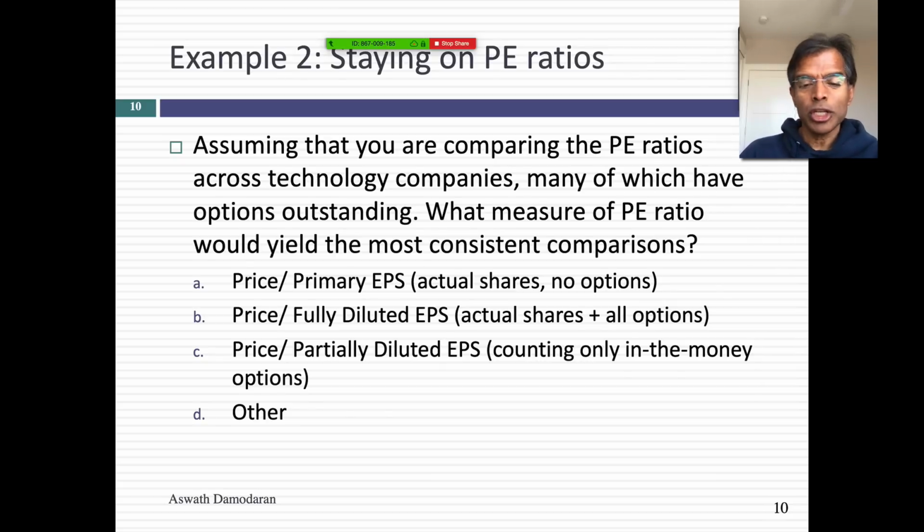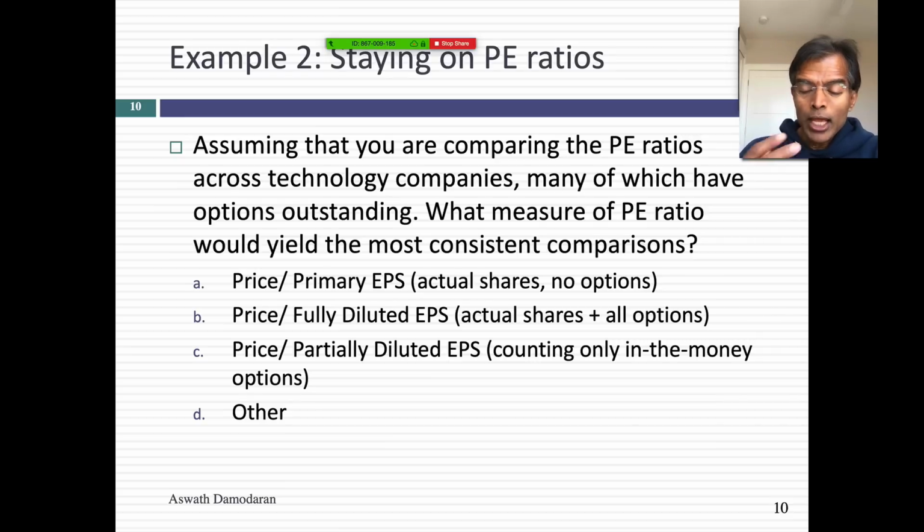You say, what about partially diluted, where you count only in-the-money options? I could. But what if some options are $2 in the money and some are $20 in the money? So I'll give away the game. If you have lots of options outstanding, never use per share numbers. You're saying, how the heck am I going to compute PE ratio then? Do it on an aggregated basis.